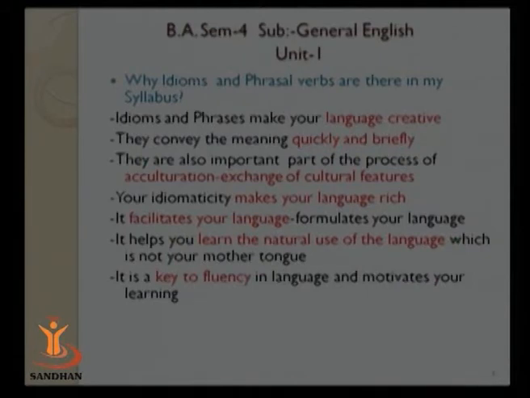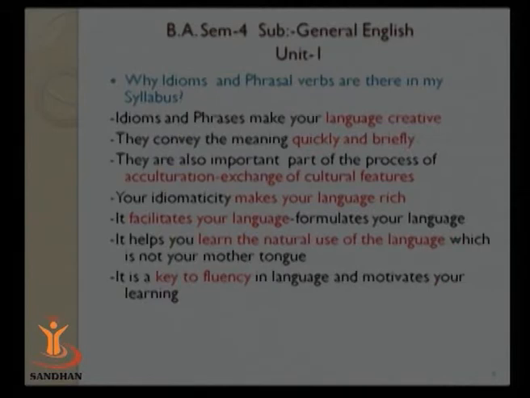Now, one crucial question that would be striking the minds of all of you on the other side of the lens: why these idioms and phrasal verbs in my syllabus? Why this headache in my syllabus? Let me try to show the importance of idioms and phrasal verbs in your acquisition of English as a second language, because this is not our mother tongue and we won't build our career without this language. So we have to acquire the language, and these idioms and phrasal verbs will definitely enrich your creativity. They'll make you more creative in the language.